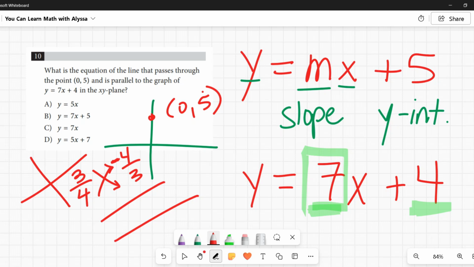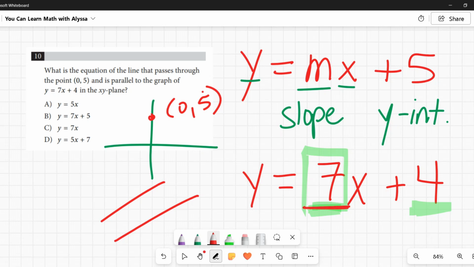If one's positive, you go negative. If it's negative, you go positive. If it is a whole number, like 7, you treat it like it's 7/1, and that would become 1/7. You make it the opposite, make it negative. That is perpendicular. That's another thing that will come up in these kinds of problems. But this one is parallel. It means the same slope.